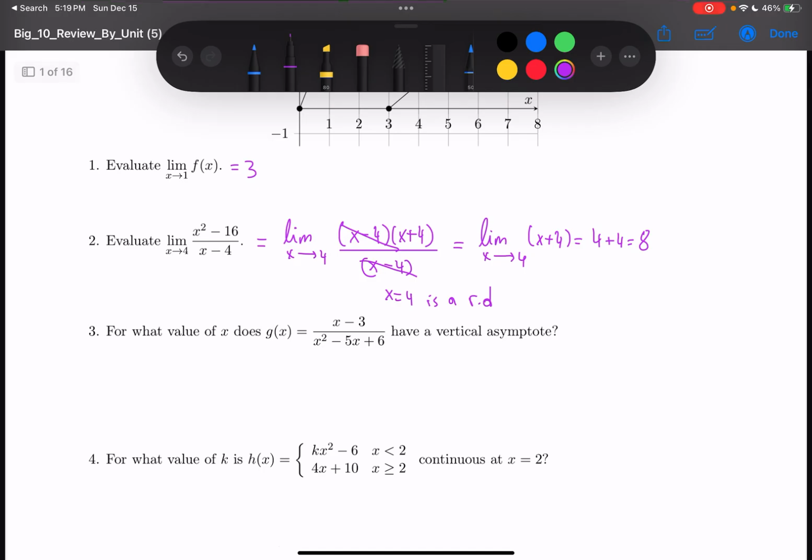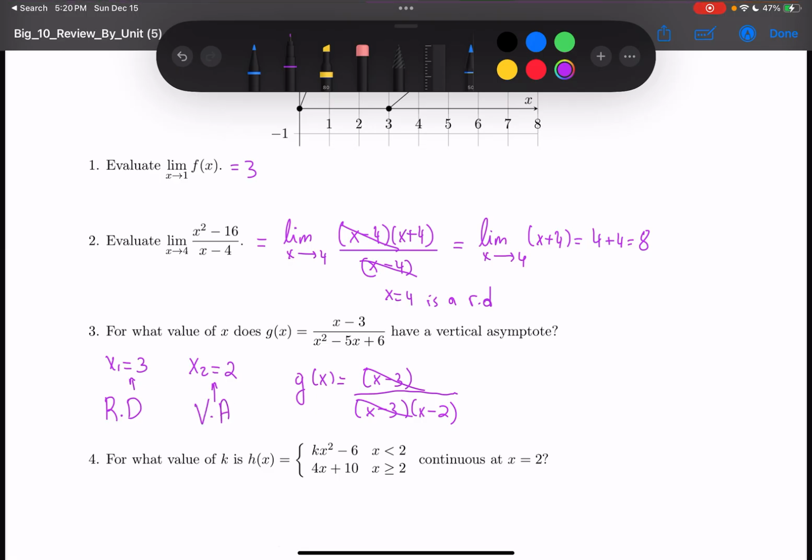In number 3, they said, for what value of x does g of x equal the following have a vertical asymptote? In this case, we need to use our calculators to find the roots of the denominator. If you use the calculator, the roots of the denominator are x1 equal to 3 and x2 equal to 2. So before you say that these two values are vertical asymptotes, rewrite the function. Because if you rewrite it, you're going to notice that x minus 3 can be cancelled out. So in fact, x1 equal to 3 is going to be a removable discontinuity, and x equal to 2 is going to be my only vertical asymptote.